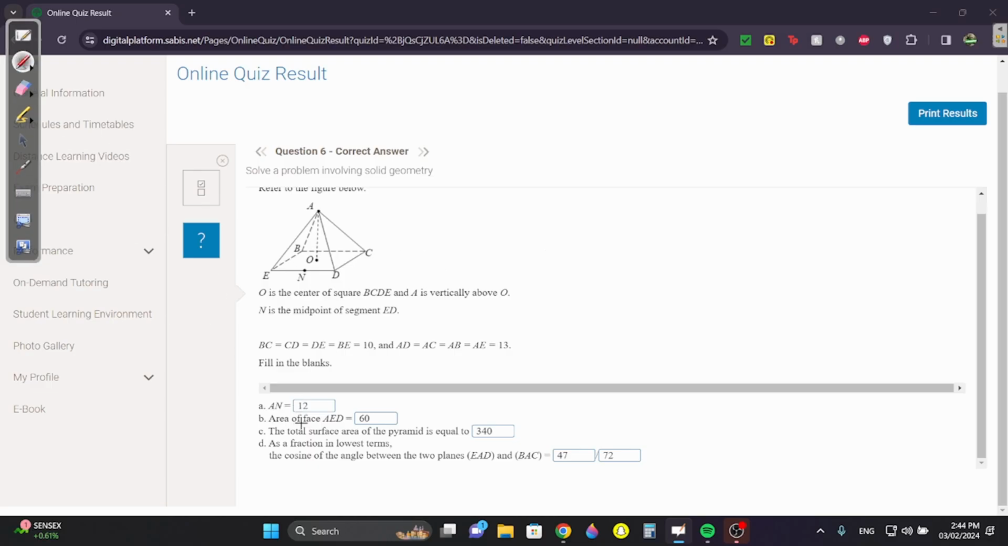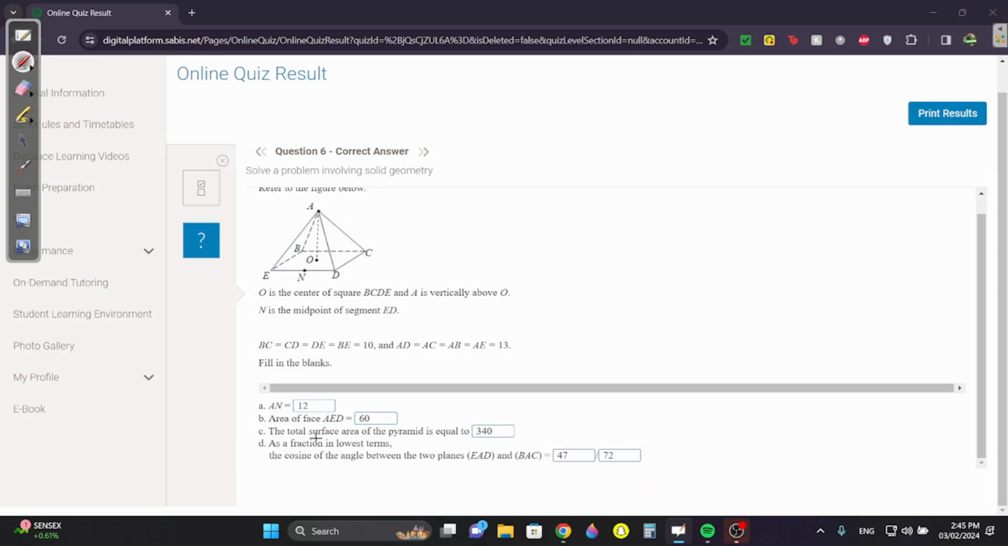Part B, the area of AED. This is it. It's a triangle. You know, the area of a triangle is base times height over 2. The base is ED, which is 10. The height, please don't put 13. The height is the perpendicular. The height has to be perpendicular. You can't take AD because it's not perpendicular. So you have to take AN, which we found was 12. So it'll be 12 times 10 over 2, which is 60.